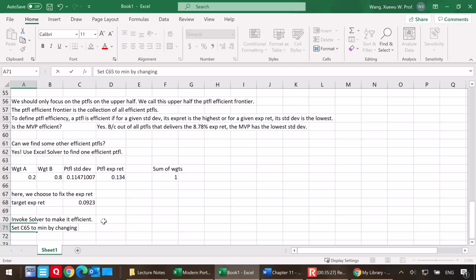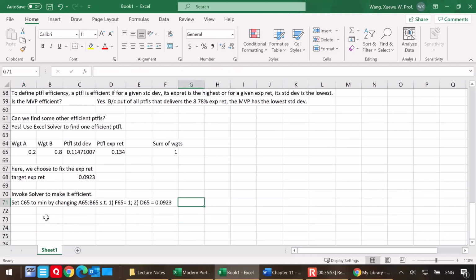So A65:B65, subject to the constraint that, number one, the weights add up to 1, so that it's a well-defined portfolio. And number two, the portfolio expected return in D65 should be equal to the specified level, which is 0.0923. So that's going to be your optimization program. This is because we want to identify an efficient portfolio, and this portfolio is efficient in the sense that for the expected return of 9.23%, this portfolio has the lowest standard deviation.